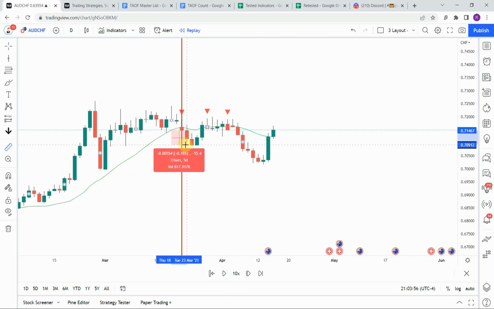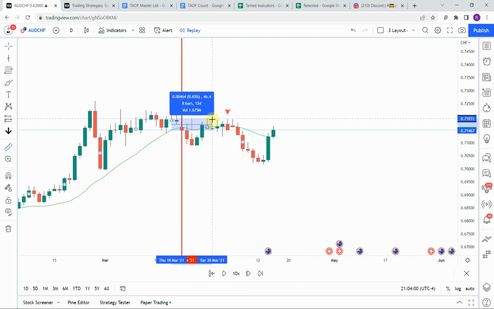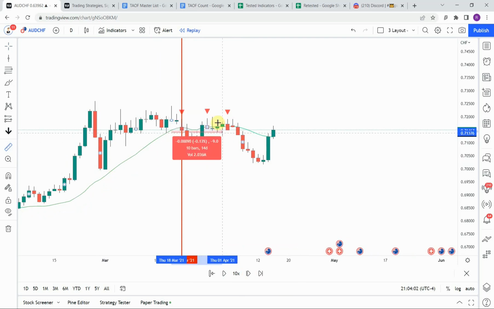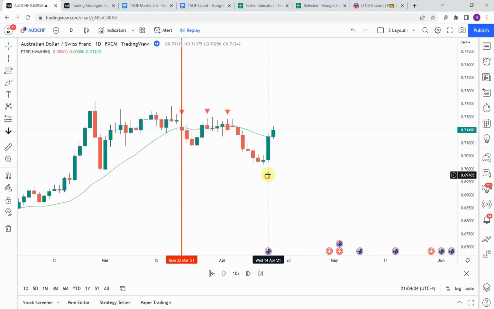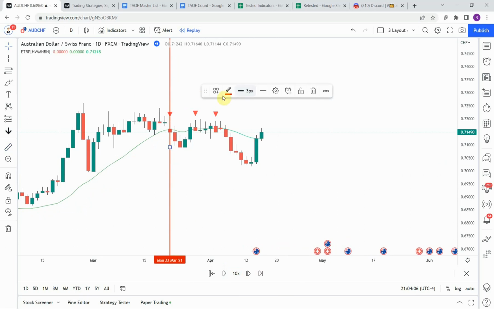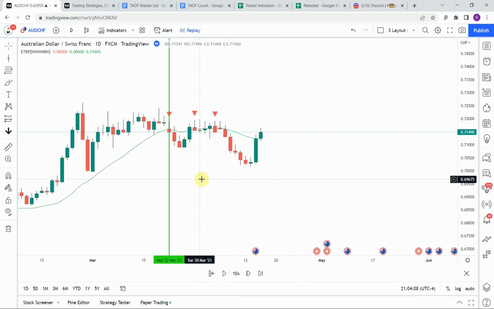So it does come down, misses our take profit just barely by a couple pips, comes back up, avoids our stop before it then rolls over and is able to make that nice push to the downside there and get us to our take profit. Let's go ahead and continue on.